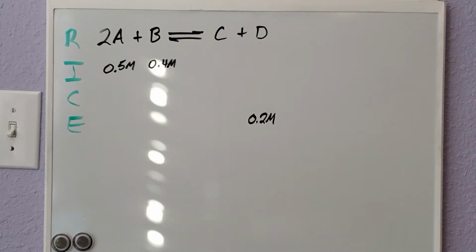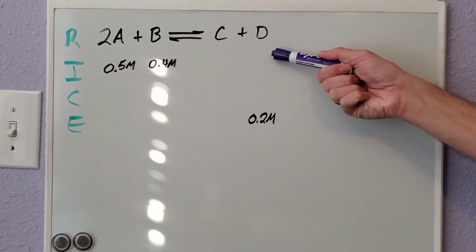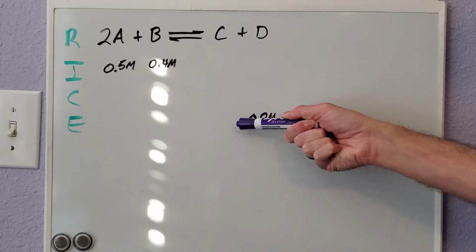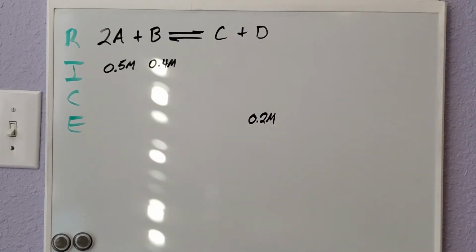For this particular problem, we're going to discuss how we can use these RICE tables in order to solve for our K values. RICE stands for reaction, initial, change, and equilibrium. Here you're basically filling in a table so you have some values that you can plug into your quotient equations in order to have something to solve for.